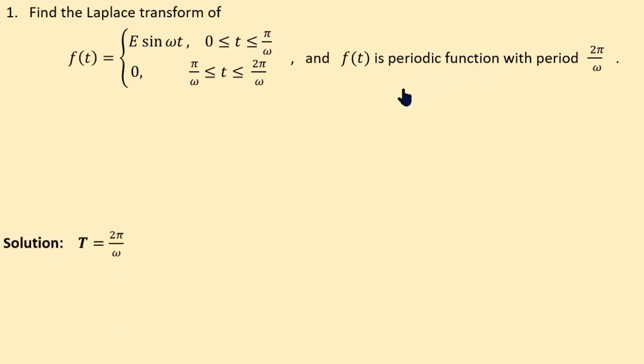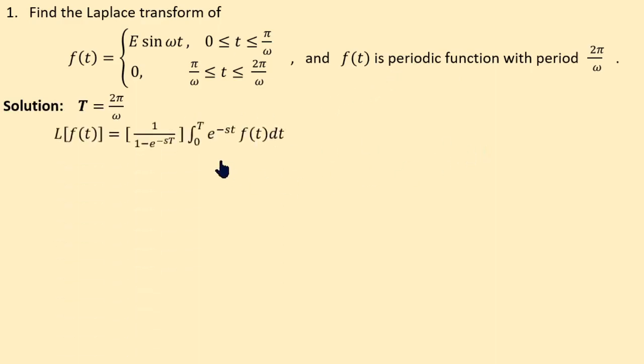Now the Laplace transform of a periodic function with period T is 1 by 1 minus e power minus sT, times the integral from 0 to T of e power minus st f(t) dt. Now substitute the value of this capital T and split the interval 0 to 2 pi by omega into 0 to pi by omega and pi by omega to 2 pi by omega, because in the first half of the interval it is e sin omega t and in the remaining half it is 0.